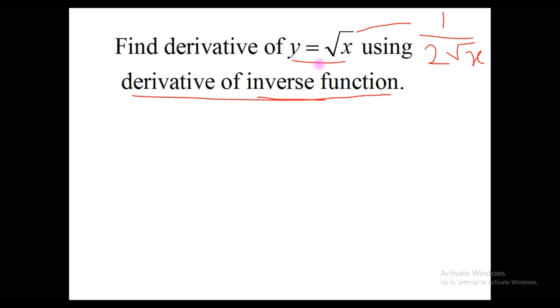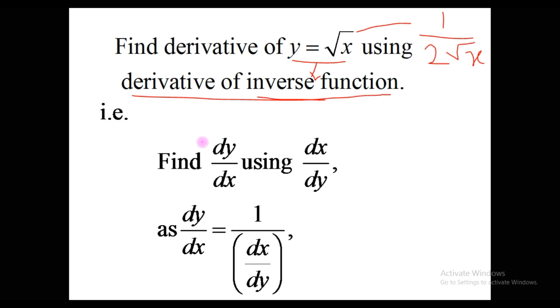So for that, I first need to find the inverse function for this. So I have to find dy by dx, but by using dx by dy. As we know, dy by dx is equal to 1 upon dx by dy. So I have to do this thing first. And for doing this, we should write x in terms of y. Let's see how we do it.